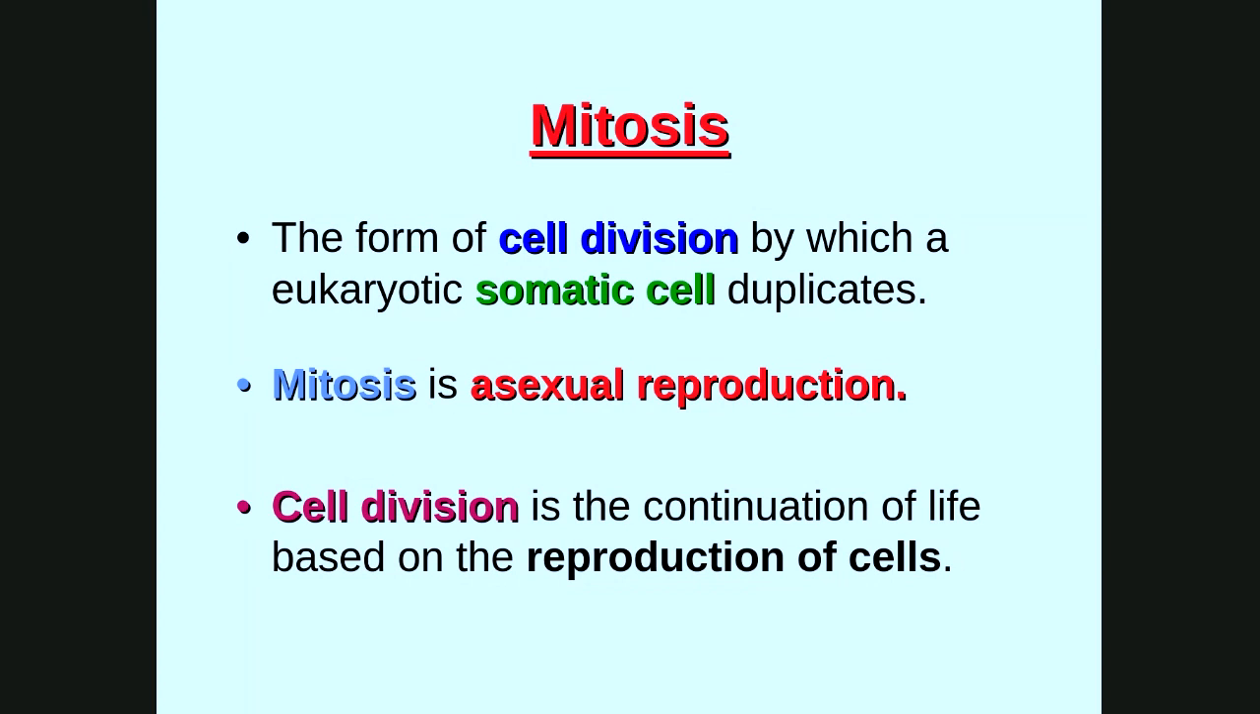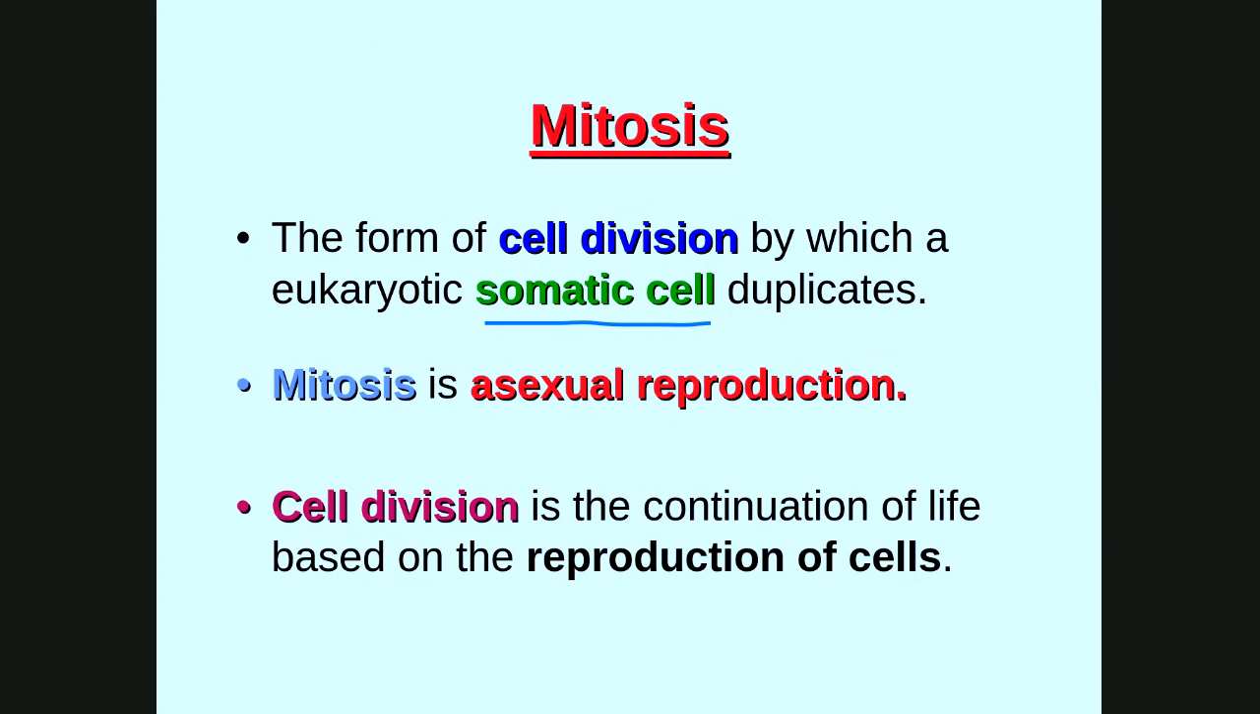What is mitosis? Mitosis is a form of cell division, or type of cell division, by which the eukaryotic somatic cells duplicate. Yesterday I told you about the somatic cells. Do you remember the somatic cells? The somatic cells are the body cells. So in eukaryotic somatic cells, this cell division occurs. This is known as mitosis.